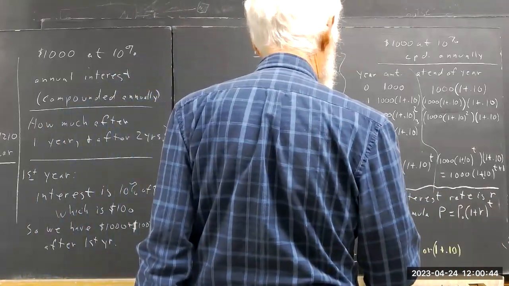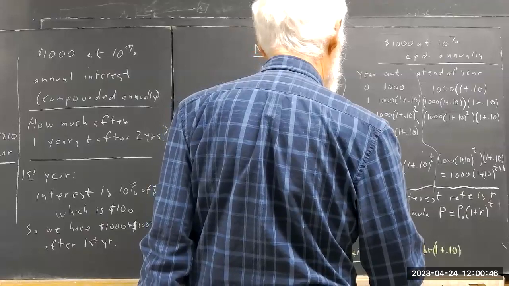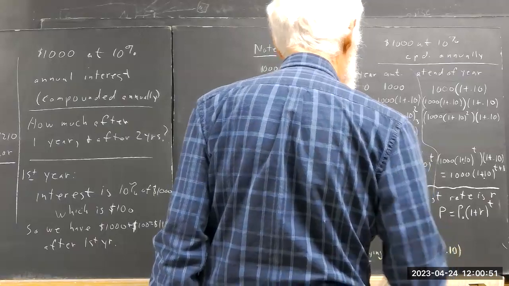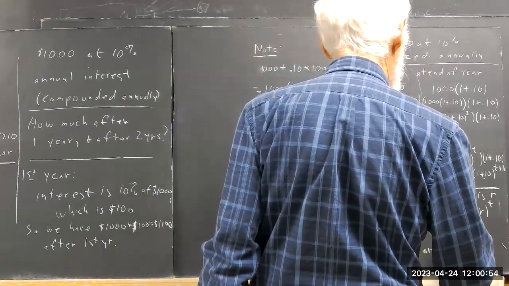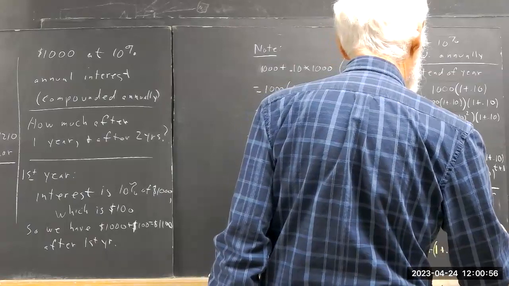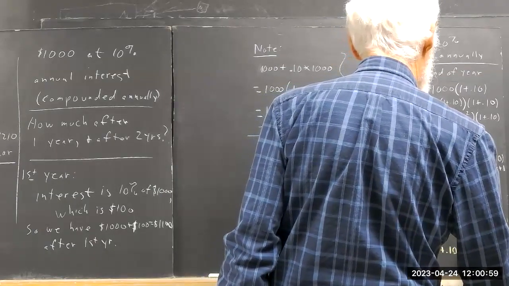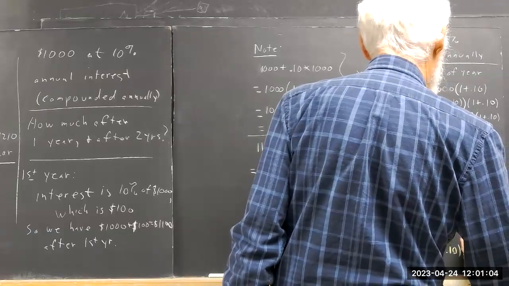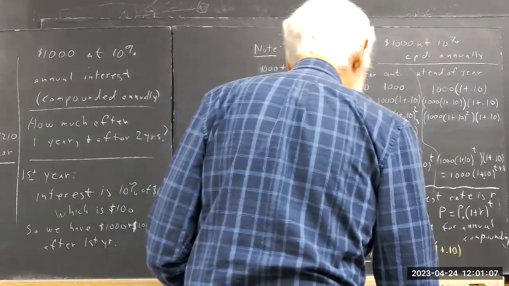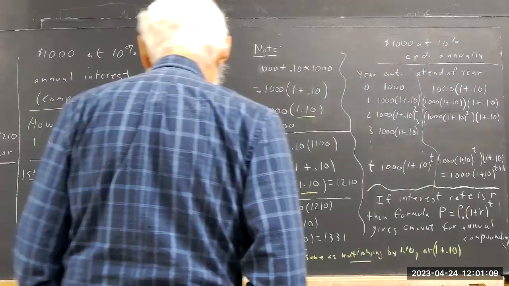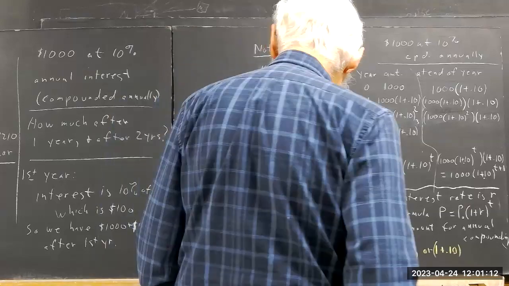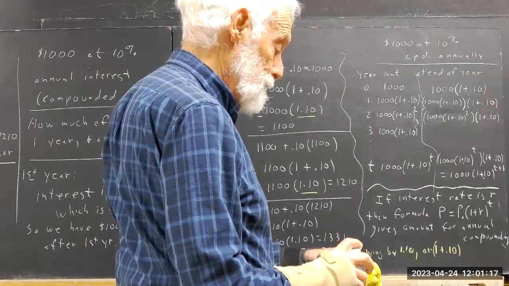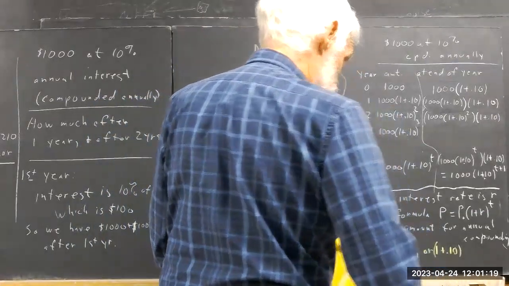In this formula, this gives the amount for annual compounding, and I could have written that a little more specifically, but I didn't have room. I'm the one who creates the writing here, so I'll take the blame.